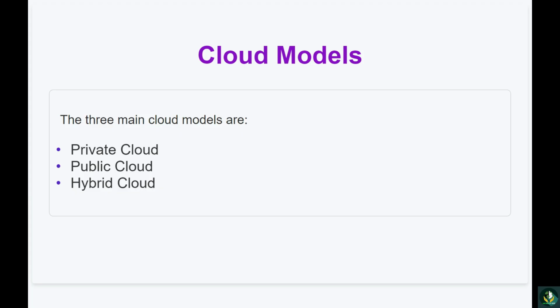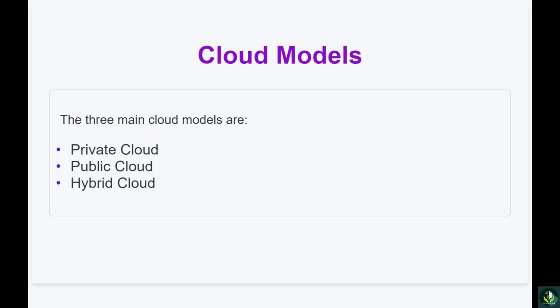In contrast, public clouds, managed by third-party providers, offer scalable resources accessible to anyone willing to purchase cloud services. This model democratizes access to advanced computing capabilities, allowing businesses of all sizes to leverage enterprise-grade infrastructure without significant upfront investments. Bridging these two approaches, hybrid clouds combine elements of both private and public models.